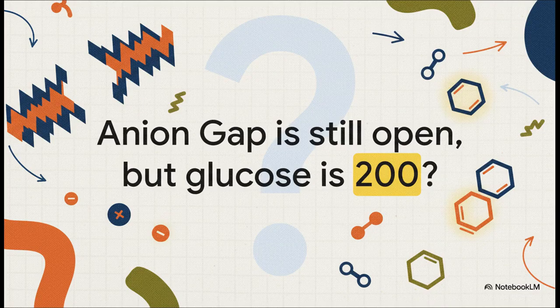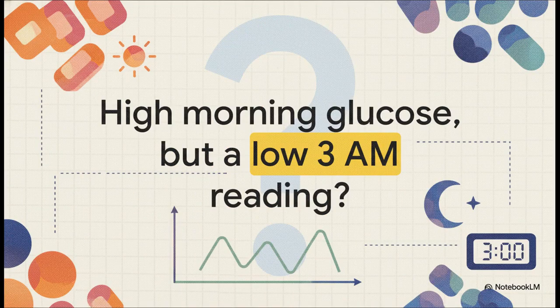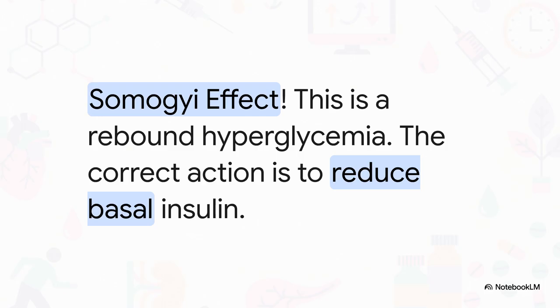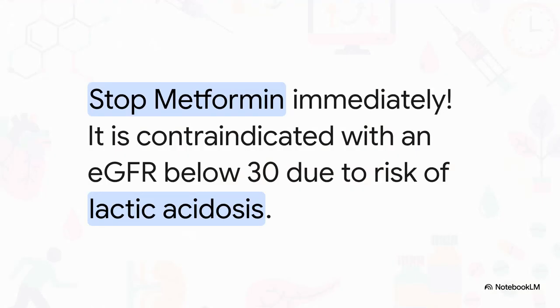Okay, tricky one. Anion gap is still open, but the glucose has dropped down to 200. What's the play? You keep that insulin going, but you add dextrose to the IV fluids. You've got to close the gap, not chase the sugar. What about high sugar in the morning, but you find out they had a low reading at 3 a.m.? That's the classic Somogyi effect. The move? You have to reduce the basal insulin dose. Last one. Your patient's eGFR drops below 30. What do you do? You stop metformin immediately, no questions asked. The risk of lactic acidosis is just way too high.